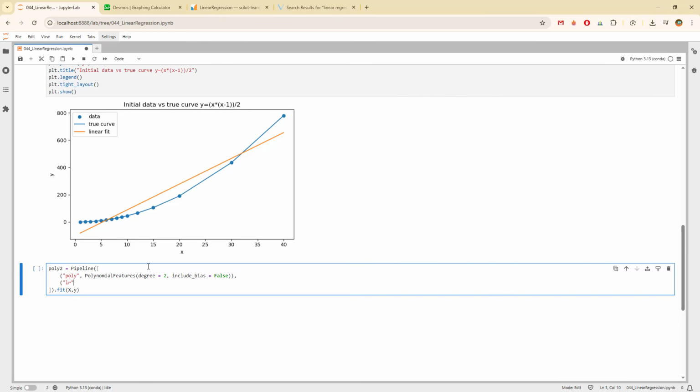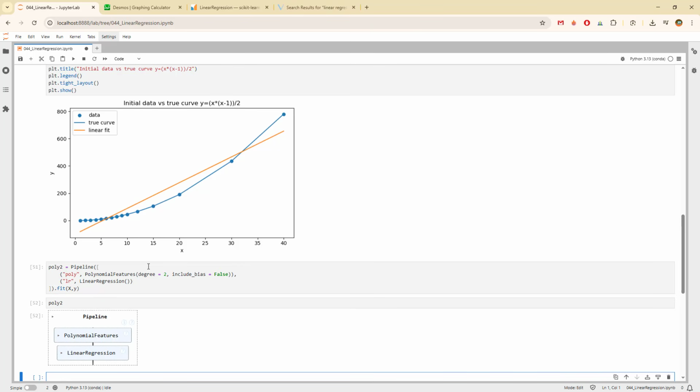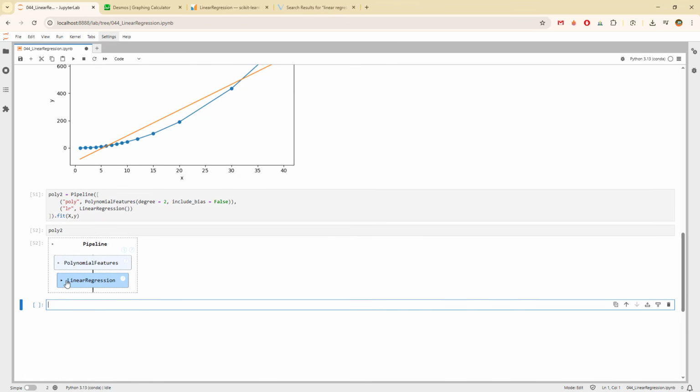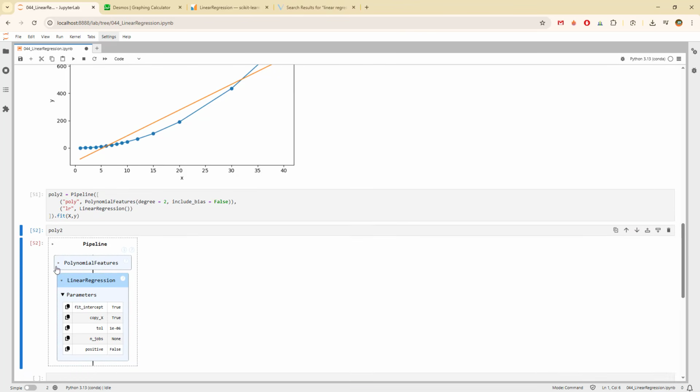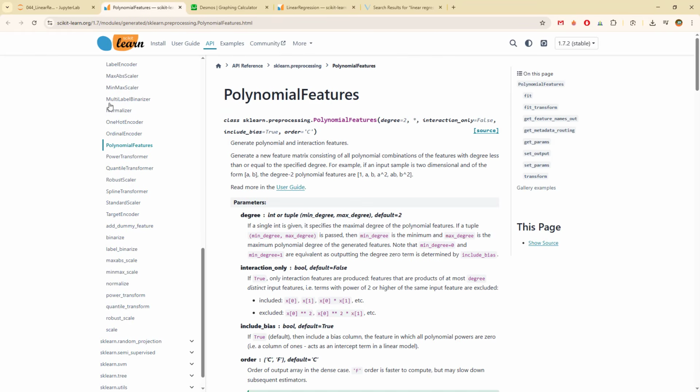And now the AR, which will be the linear regression. And it's a function. This is what we discussed. Great. Let's see what poly2 gives us. Well, it gave us a pipeline with linear regression and polynomial features. Second degree means that we have x squared somewhere. At least this is what I remember from university.